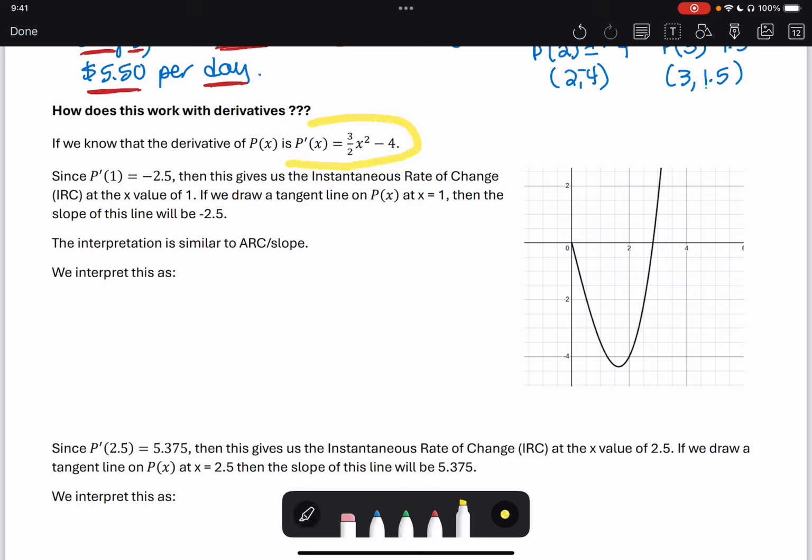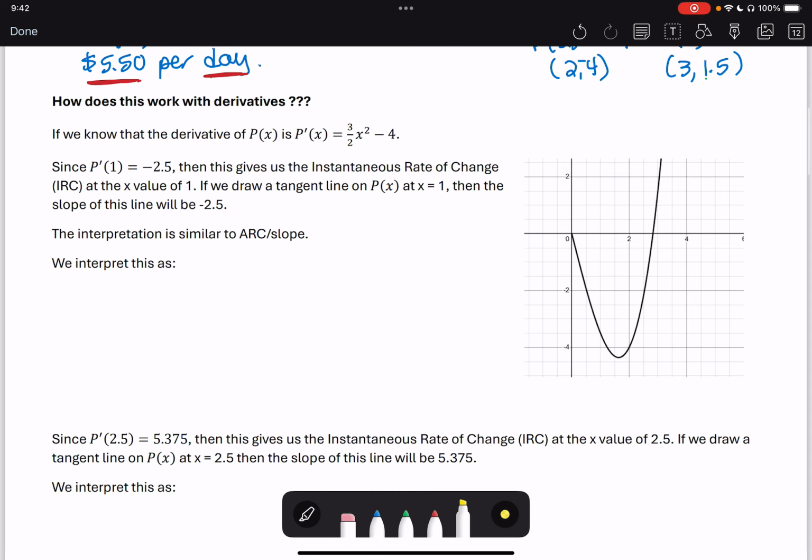Okay, so they're showing you that P prime of x equals 3/2 x squared minus 4. Now, we'll talk about how you get that in other videos and in class, but for right now, they're just giving you the derivative. So you're just going to take that information. It says since P prime of 1 equals negative 2.5, they're giving you that information there, so that's given. They've just told you what that is.